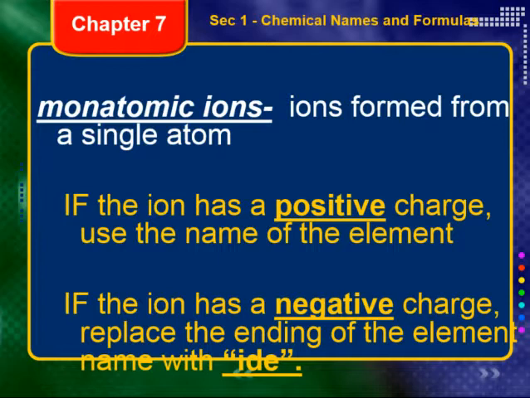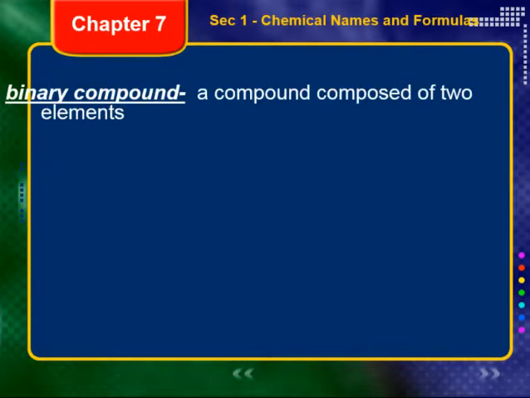If the ion has a positive charge, simply use the name of that element. Like in the last slide, we said calcium ion. If the ion has a negative charge, replace the ending of that element's name with IDE, like fluorine became fluoride. Hopefully you remember that from last chapter.